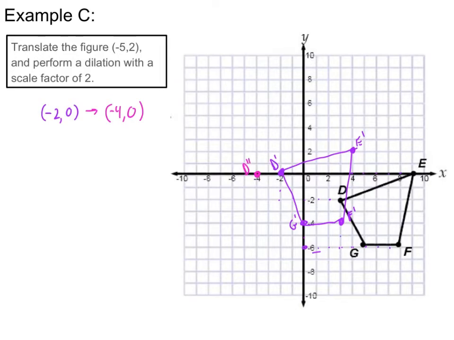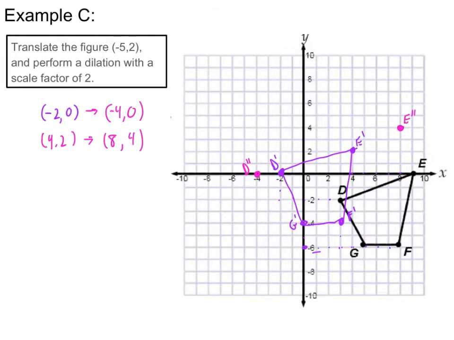Now we're going to do the same thing for E. Our point appears to be at 4, positive 2. So again, we're going to be multiplying everything by 2. So 4 times 2 is going to be 8. 2 times 2 is going to be 4. And our point is going to be at positive 8, positive 4, and that's going to be E double prime.